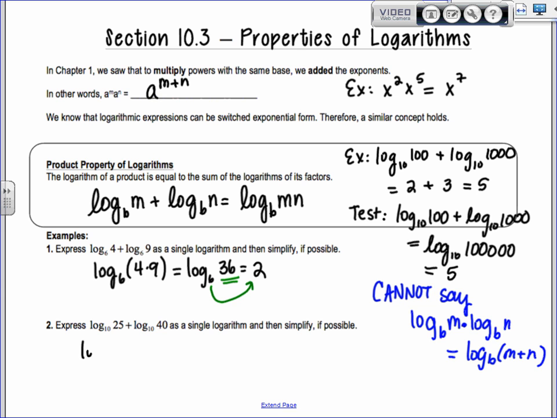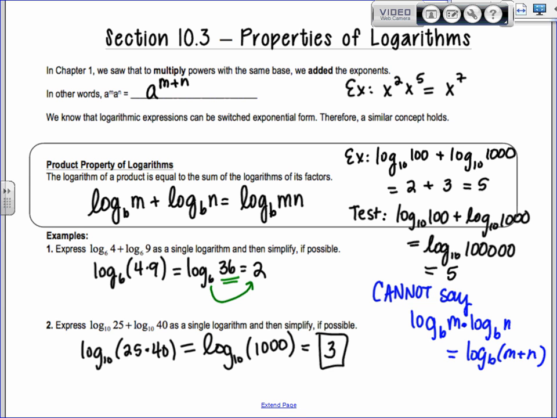All right, the next one: I have log base 10 of 25 plus log base 10 of 40. So that's going to be 25, oh, I almost messed it up, 25 times 40. Because we have two logarithms separated by addition, we combine with multiplication. So we get log base 10 of 1,000, which is 3. 10 to the 3 gives you 1,000.